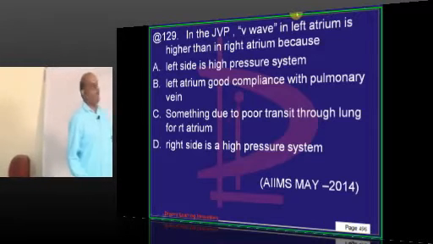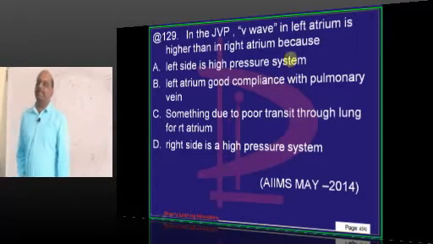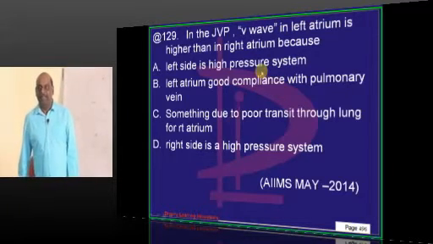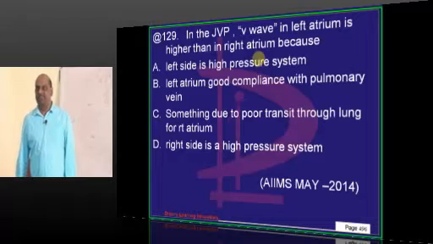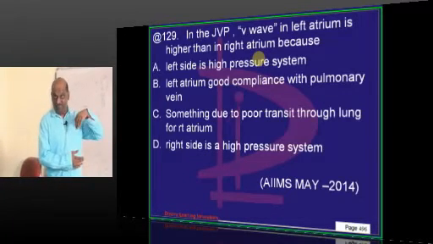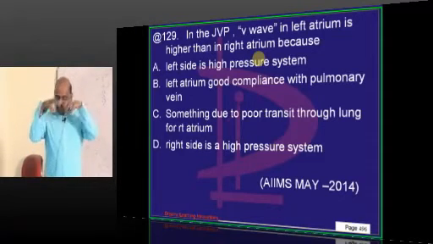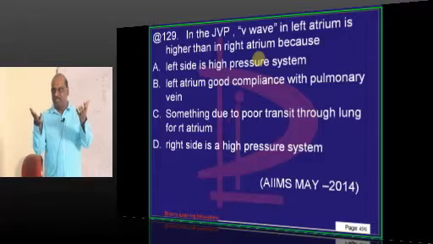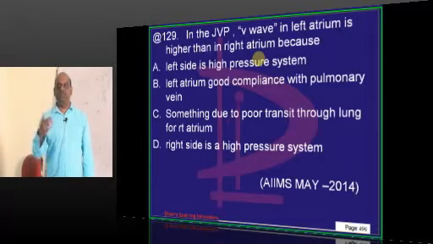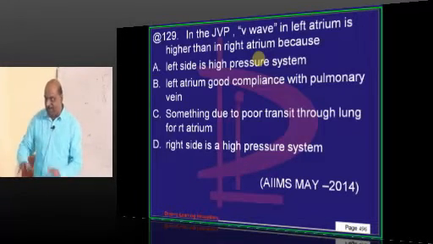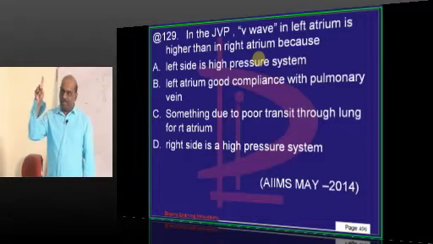Why is the V wave in the left atrium generally higher than in the right atrium? First of all, what is the V wave? A positive wave. Why does the V wave occur? The atrium relaxes and receives blood from the great veins. So the filling of that blood raises the pressure inside the atrium. That leads to development of the V wave, which is a positive wave. A wave, C wave, V wave. Towards the end of diastole, in the last 1/3 of ventricular diastole, when the ventricle is getting filled from the atrium, the atrium contracts and pushes blood. That leads to the A wave.